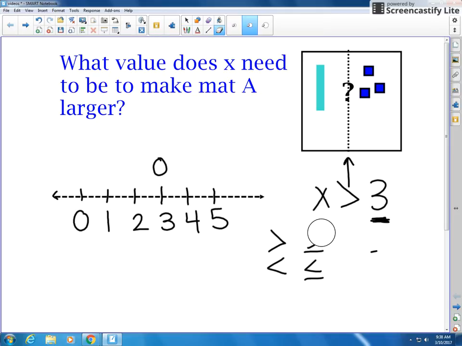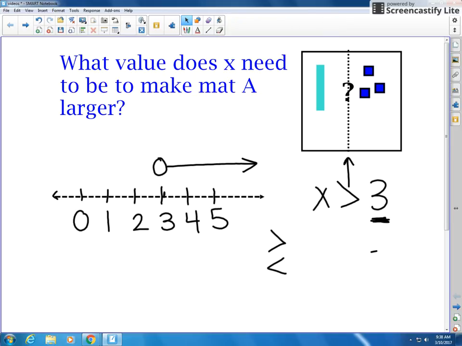If I go back to my inequality, I have x is greater than 3. So my circle is at my boundary point 3, and I want to show the numbers greater than 3. So I'm going to draw my arrow this way to point to the numbers greater than 3. What that means is that x can be any number greater than 3, and when it is, mat A will be larger. It could be located right here on my line at just above 3. It can't be 3 though, because if x had a value of 3, mat A wouldn't be larger, it would be the same.